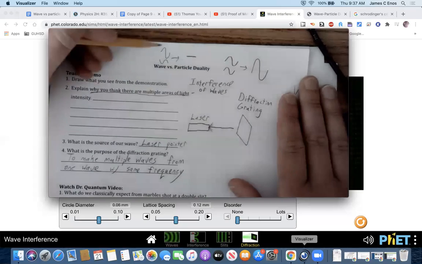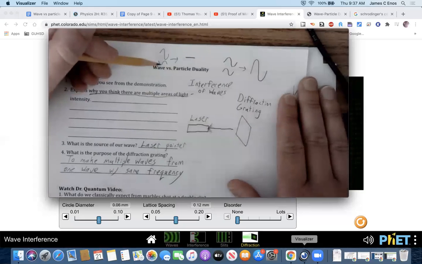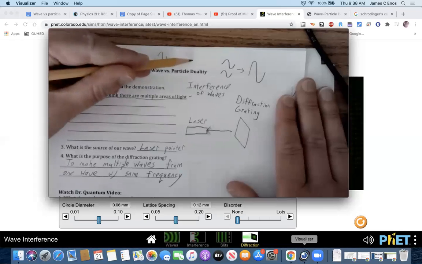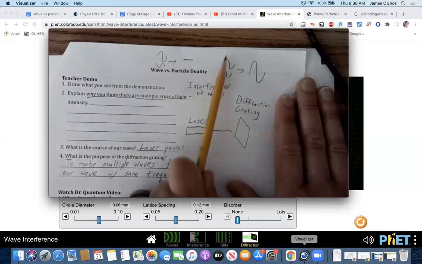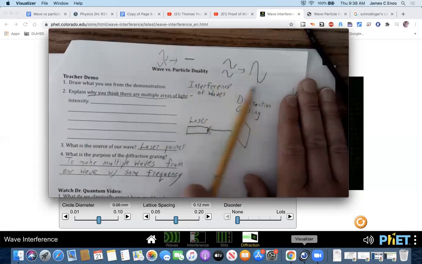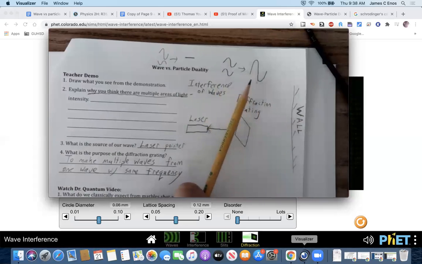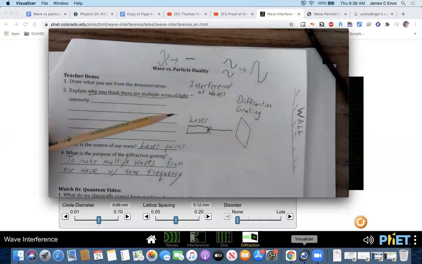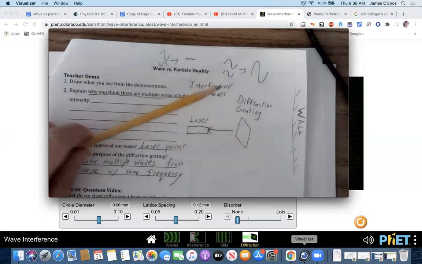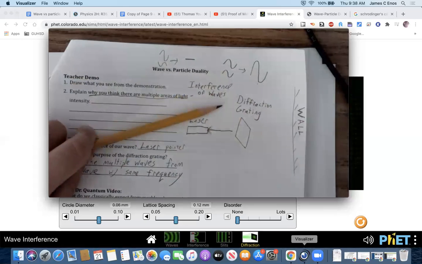So when I have a peak and a trough, they add together to give me nothing. And a trough and a peak add together to get me nothing. But a peak and a peak gets a bigger peak. A trough and a trough gets a bigger trough. So the amplitude of the wave is affected by this interference here. And this only can happen when light is a wave. So we know light has to be a wave here.